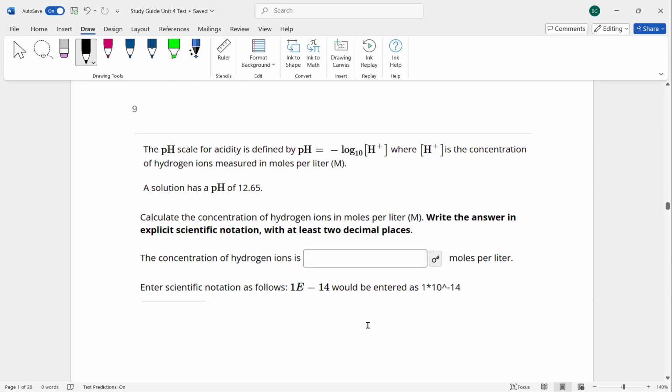The pH scale for acidity is defined by pH equals negative common log. 10 here is the base. Inside the bracket, we have the H plus, where the bracket H plus is the concentration of hydrogen ions measured in moles per liter. A solution has a pH of 12.65. Calculate the concentration of hydrogen ions in moles per liter. Write the answer in explicit scientific notation with at least 2 decimal places.